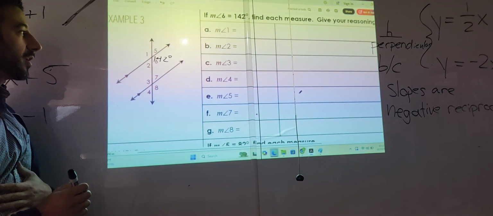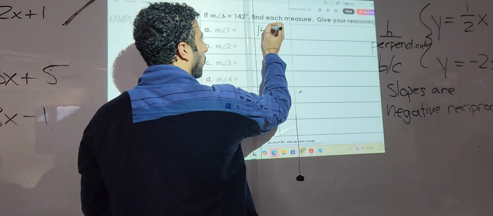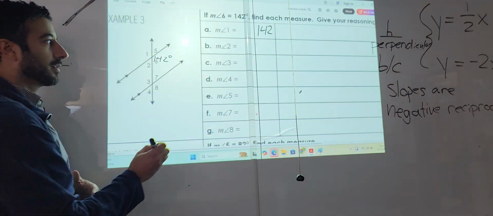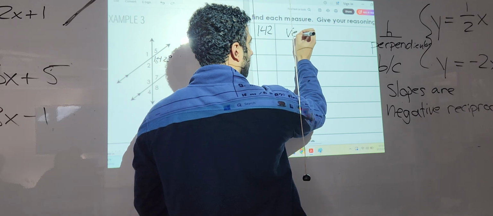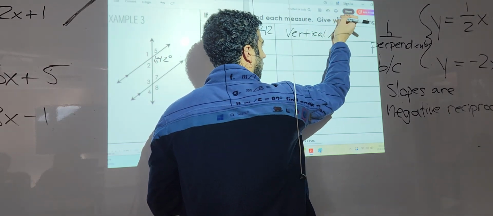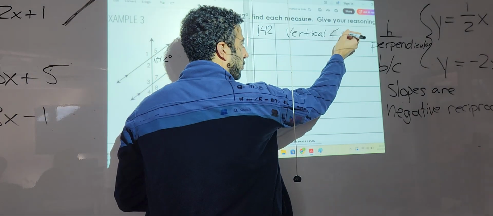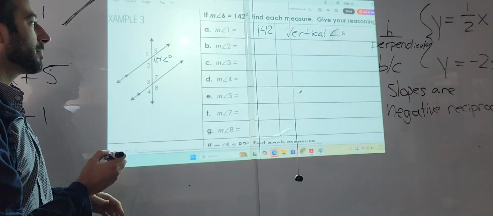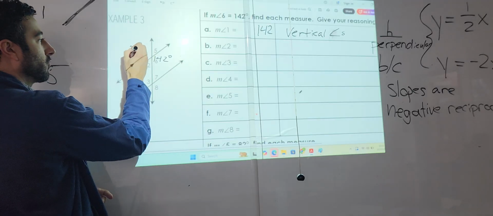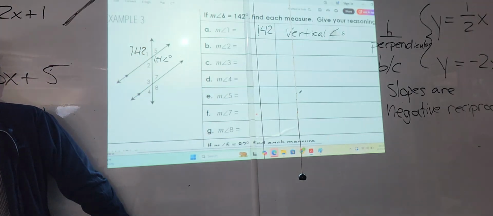The measure of angle 1 is what? 142. Why? Vertical angles. I might start using the angle sign to make it a little more streamlined. Vertical angles, angles with an S. I'm going to put that in my drawing: 142 here, awesome. Measure of angle 2 is what?